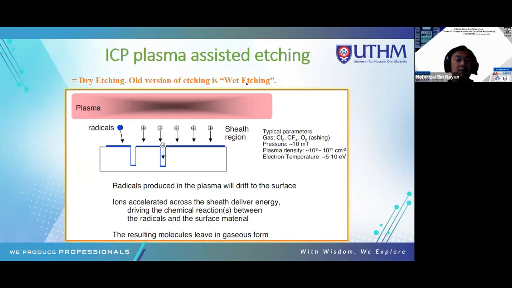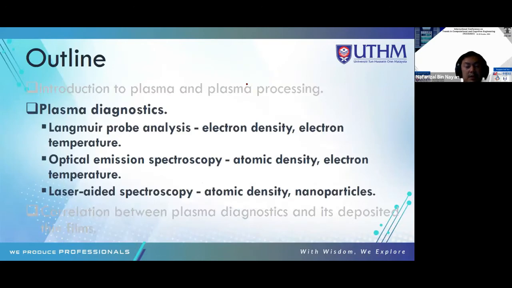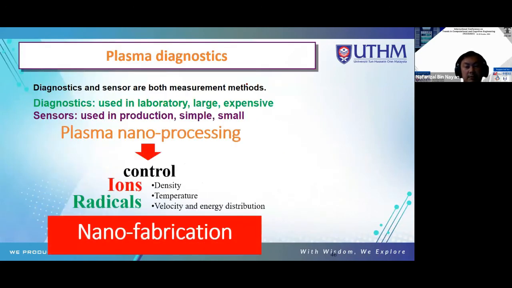Okay, these are the applications of plasma for dry etching. Wet etching is the old version of etching. Dry etching, by using plasma, is most suitable for microelectronics. So as I mentioned, in plasma diagnostics we can differentiate these two terms, diagnostic and sensor. Diagnostics are used in the laboratory, large and expensive, and sensors are used in production.